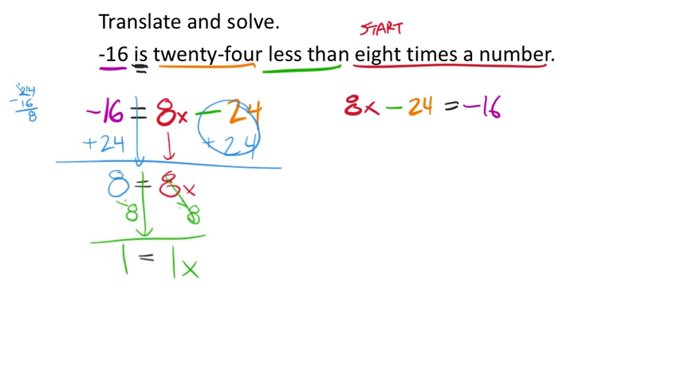That's it. Now we can check, right? Because 8 times 1 is 8, which is this value. 8 minus 24 is negative 16. Yep, that checks off. We did it.